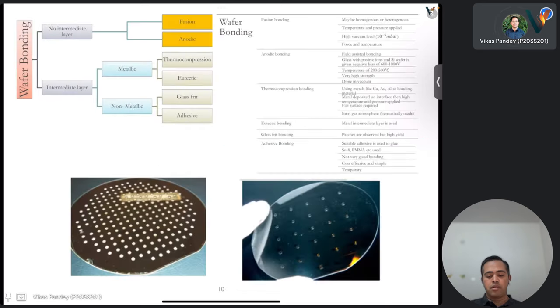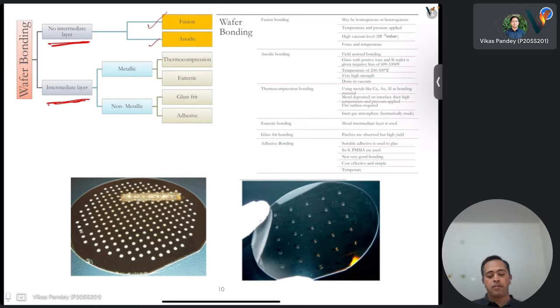Okay, so for all the types of wafer bonding, I have made a table. You can refer to this if you wish. If we talk about wafer bonding, there are two types. One is in which there will be no intermediate layer, and another one is in which there will be an intermediate layer, like a supporting layer or adhesive kind of thing. For no intermediate layer, there are two: fusion and anodic.